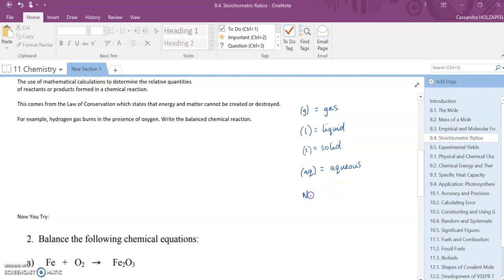So for example, if I had sodium chloride, I could have sodium chloride as the solid salt, or I could have sodium chloride as a solution. Okay, so that's just to show you the two different forms that we could have.